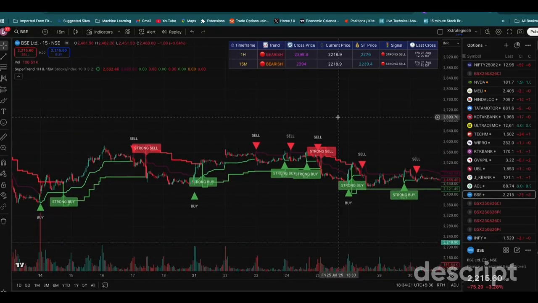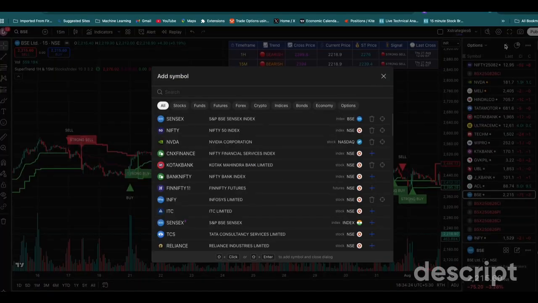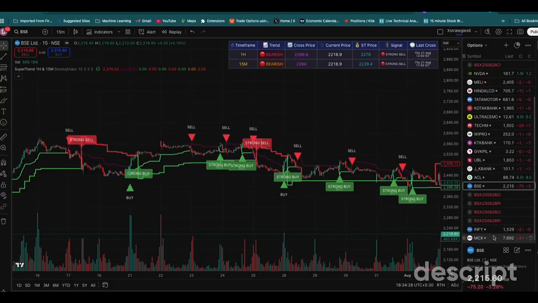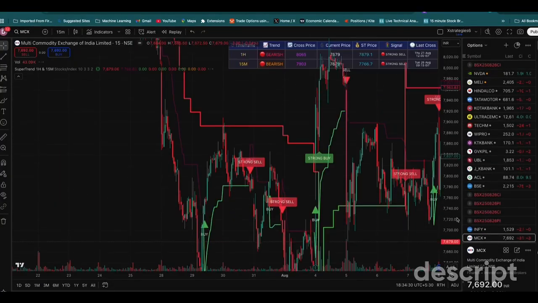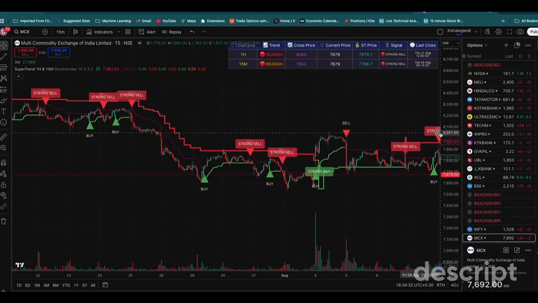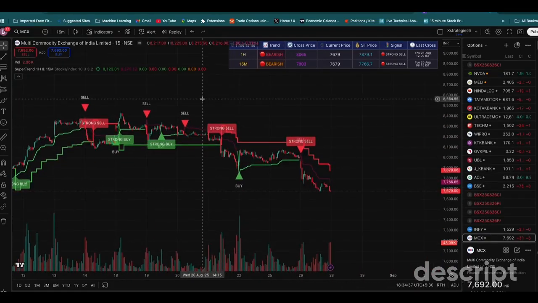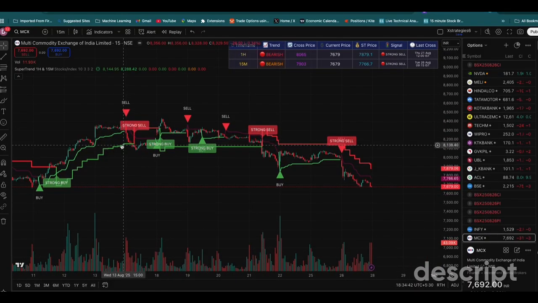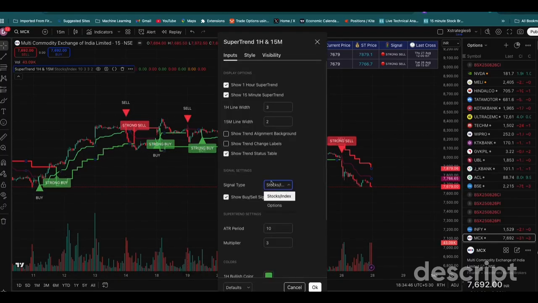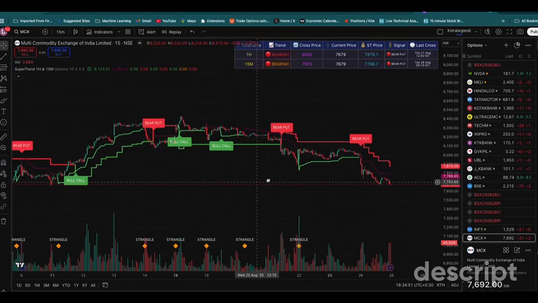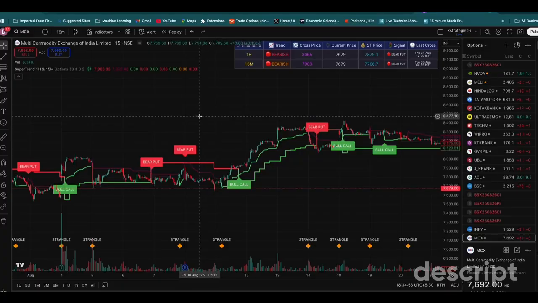I think I'll also look at MCX. MCX also gave some good signal generation, I believe. This is also one stock that moves quite violently, so this also gives some signals here and there. Have a look at it. And let's say if you're not interested in doing futures or the stocks, you can get into options, and this also would be quite useful in case somebody wants to play around with this.